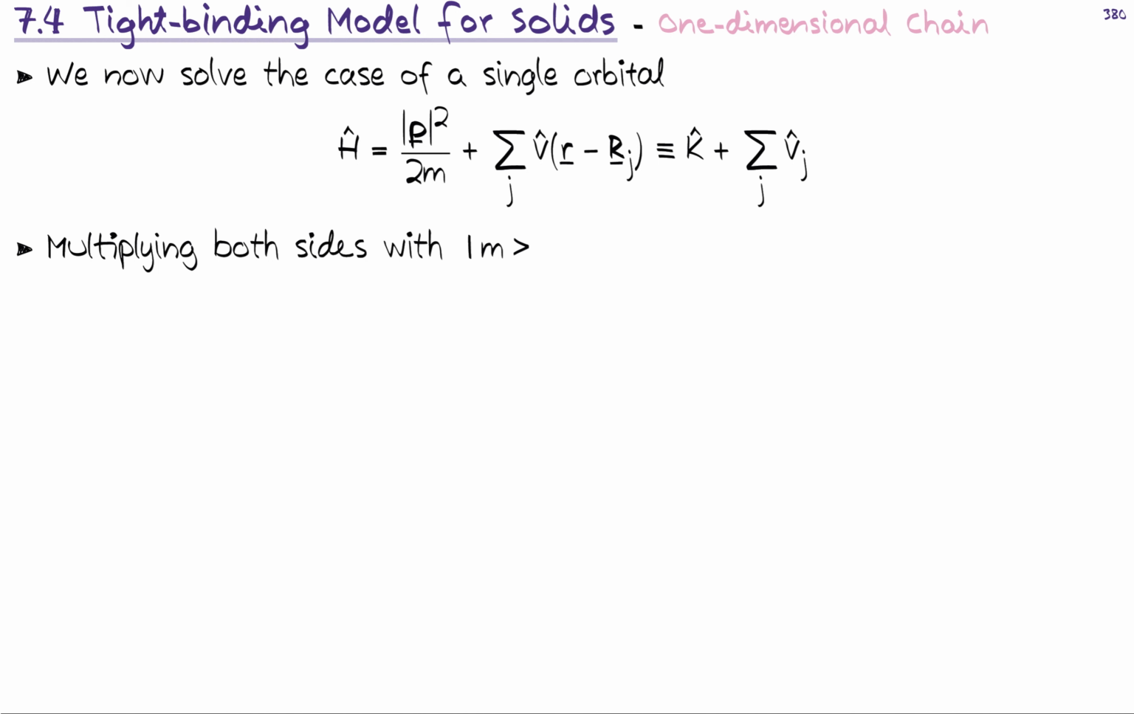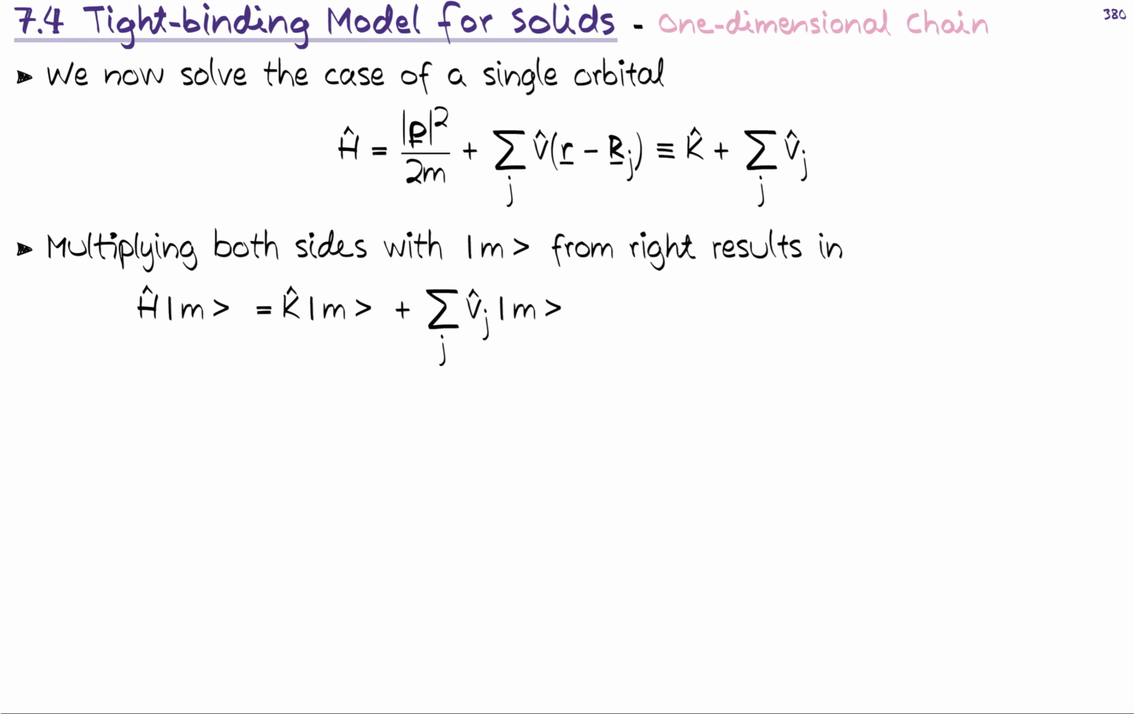We can multiply both sides with a ket of m, from the right hand side. What we have is the Hamiltonian operator H multiplied from the right hand side with the ket of m, and on the other side we have the kinetic energy operator multiplied with the ket of m, and then the potential operators, which are of course also multiplied with the ket of m.